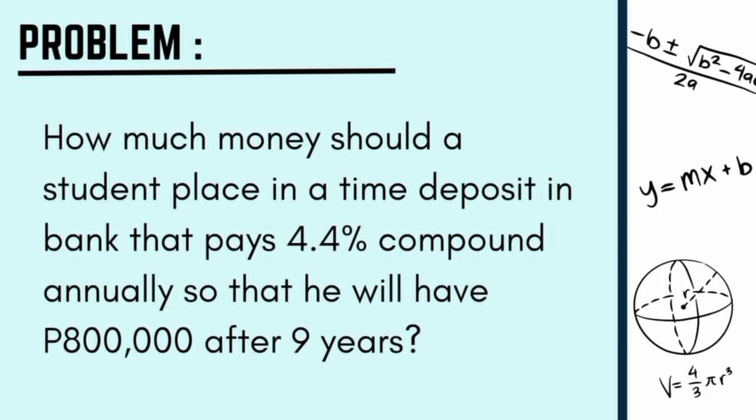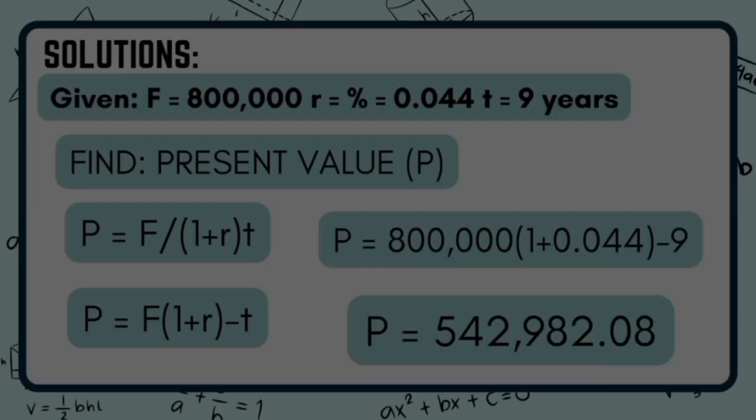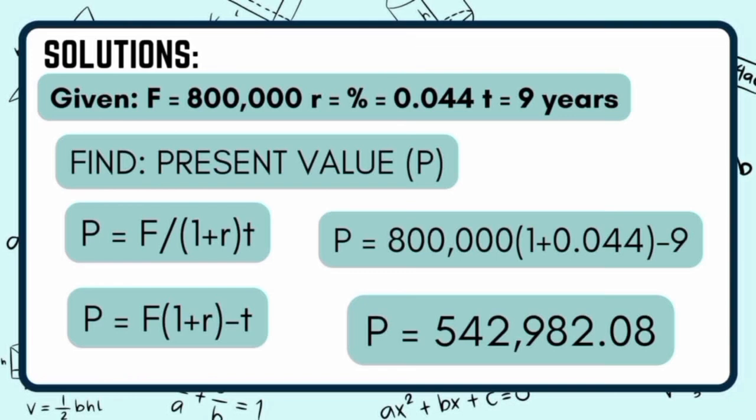So, this is our problem. How much money should a student place in a time deposit in bank that pays 4.4% compound annually so that he will have 800,000 after 9 years? And this is our solution. So, our given is F equals 800,000, R is 4.4%, which we convert into 0.044. And our T is 9 years. So, we're going to find present value.